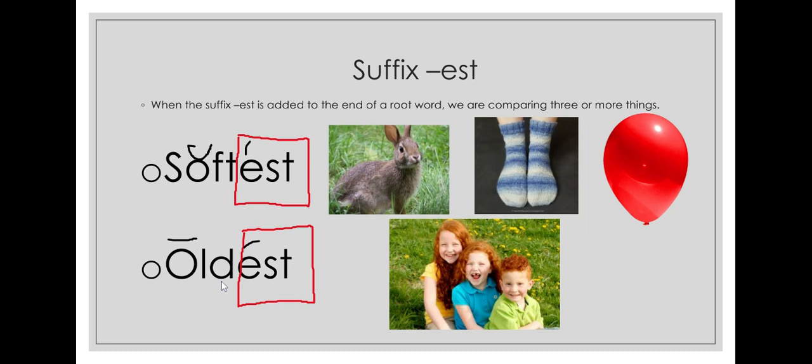So look at our second word, oldest. So remember, we have our macron above the o to make the long sound, and we have our suffix est, and put our accent because it adds another syllable: oldest. Okay, and I have a picture of three siblings because remember, when we use our suffix est, we are comparing three or more things. And so we have three siblings, a family of three.